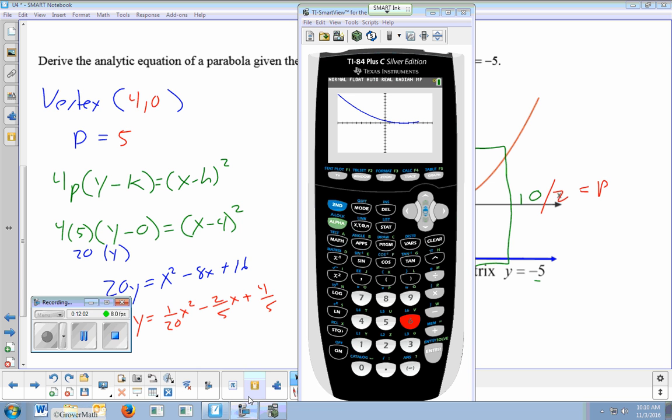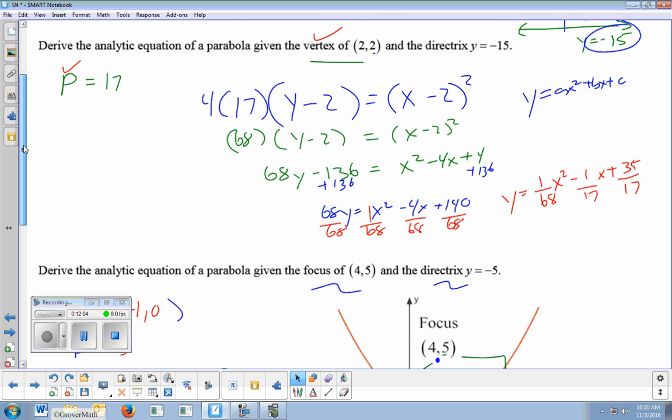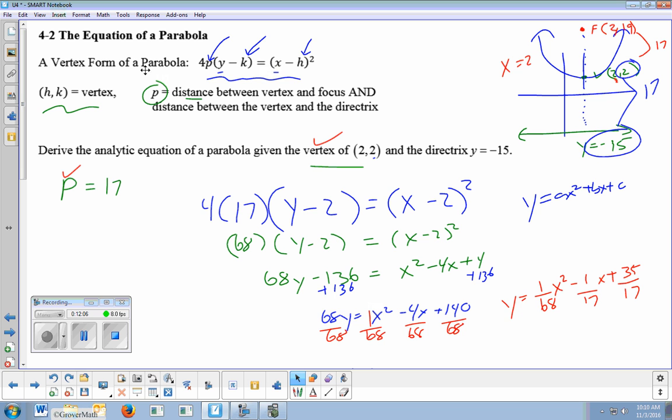All right, so that's it for the equation of a parabola from a vertex and distance to focus and directrix value.